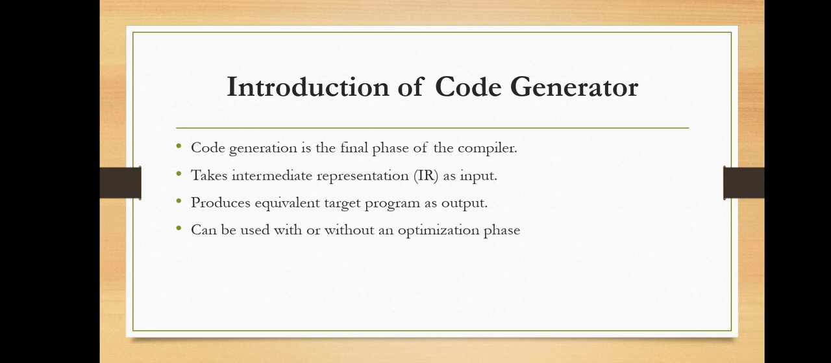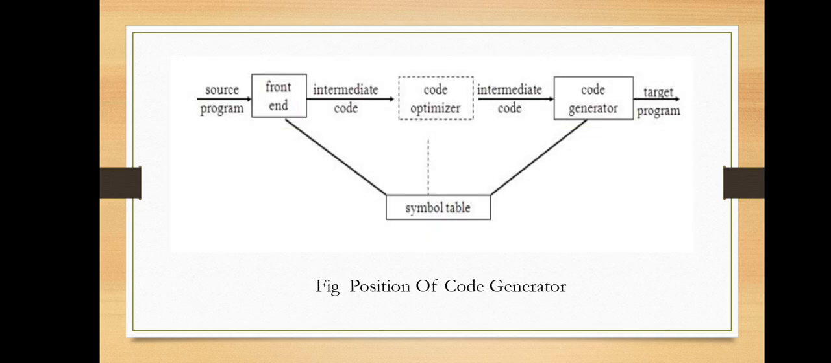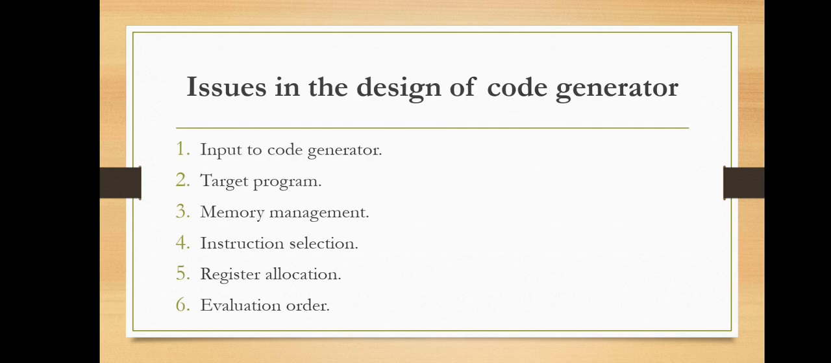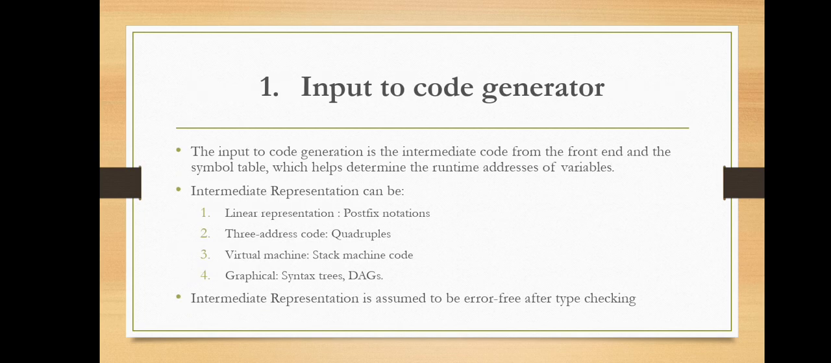Code generator can be used with or without the optimization phase. So let's see the design issues of code generator: first, input to code generator; second, target program; third, memory management; fourth, instruction selection; fifth, register allocation; and sixth, evaluation order.